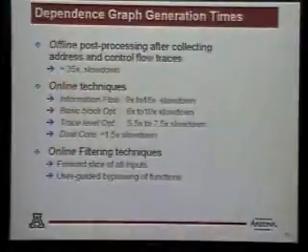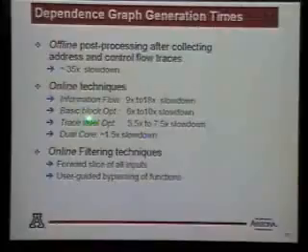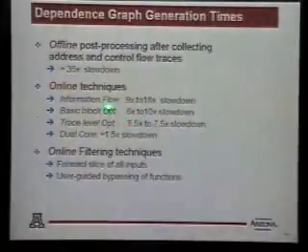Once we had the graph, then we could do slicing very fast because of the way it was represented, but generation was taking a long time. So we're trying to see if we can do some online, faster techniques to improve this. So we implemented essentially an information flow type situation, because dynamic data dependencies are just information flow. That's all it is. I think this was implemented in PIN.